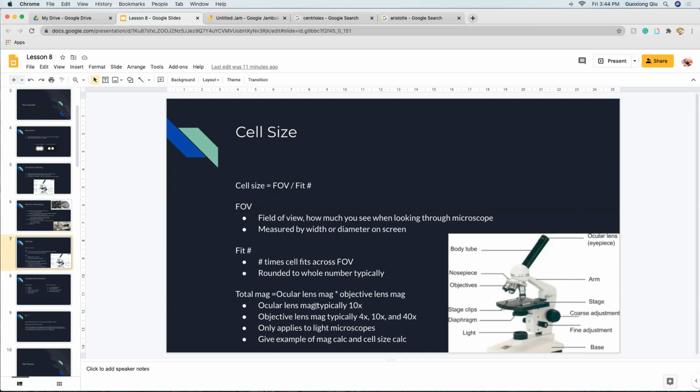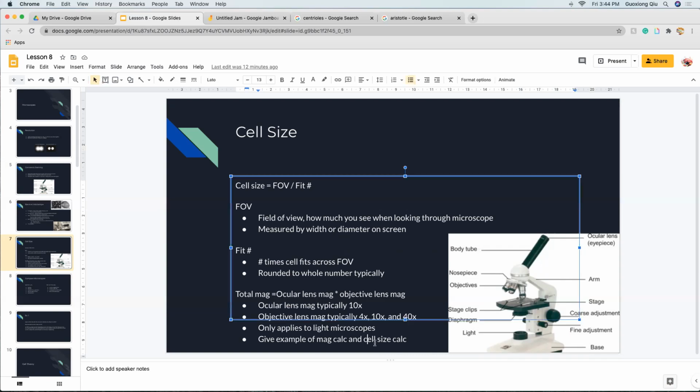Ocular lenses almost always have a magnification of 10 times. And then the objective lens can be 4 times, 10 times, or 40 times. So if I were to give an example of total magnification, let's say I'm looking through my ocular lens while using an objective lens of 4 times power. Using this formula, ocular lens magnification times objective lens magnification, it'd be 10 times 4, which is 40. So my total magnification would be 40 times.